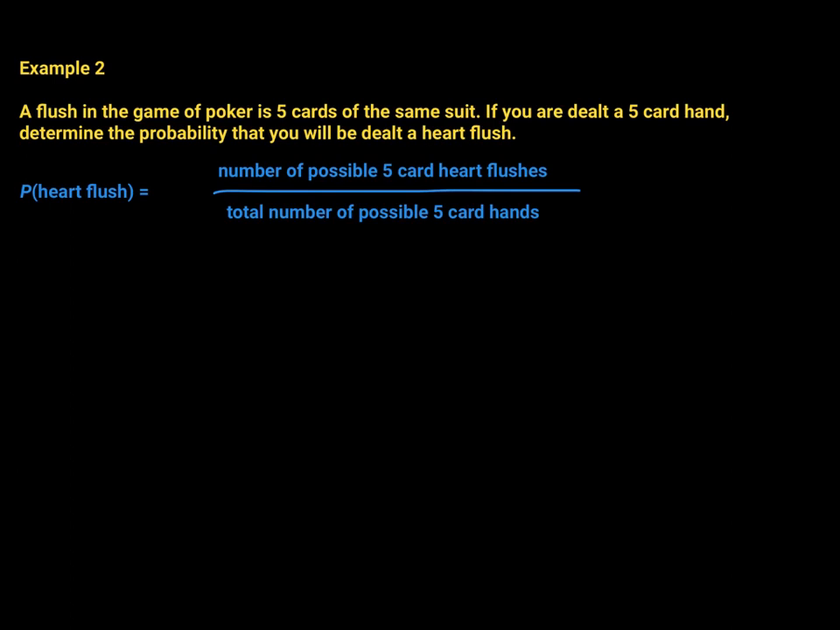So for the numerator, we have this combination, selecting 5 out of 13. In the denominator, we are selecting 5, but in a typical deck of cards, you have 52 cards. So this is our quotient, this is our probability. The number of combinations for the numerator is 1,287 possible 5-card heart flushes.